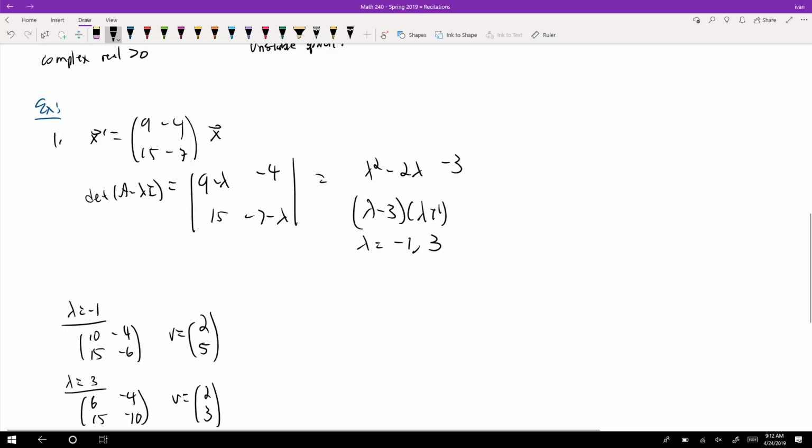Actually, I have something completely wrong written in my notes here. But yes, that's negative 10.